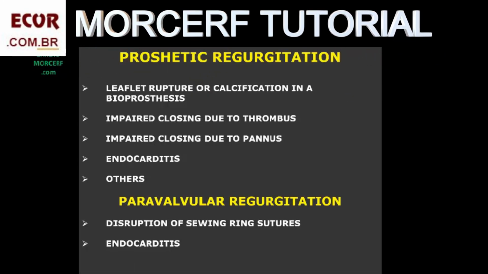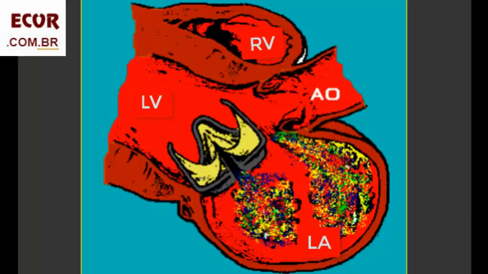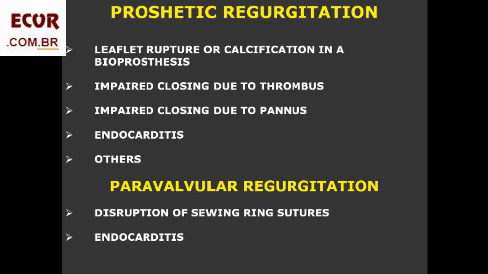This lecture is about the prosthetic lesions producing regurgitation. Regurgitation may be prosthetic, with turbulence behind and originating from inside the sewing ring of the valve, or paravalvular when originating outside of the valve. The main causes for prosthetic regurgitation are leaflet rupture or calcification in a bioprosthesis, impaired closing due to thrombus or pannus, endocarditis, and other. The main causes for paravalvular leaks are disruption of the sewing ring, sutures, and endocarditis.